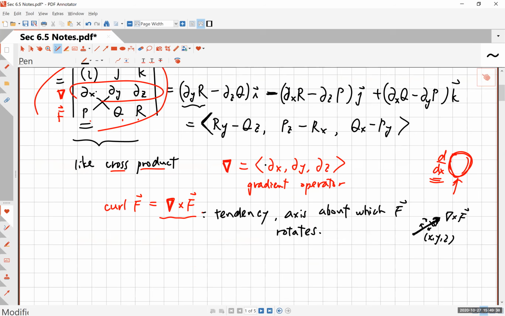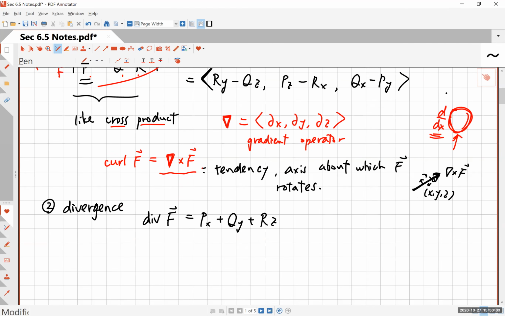And let me go ahead and define the second one as well. Number 2, the divergence of f, abbreviated div of f. And this is a much easier one. If f is P, Q, R, the divergence is P_x plus Q_y plus R_z. So it's in the same order, P, Q, R, x, y, z.